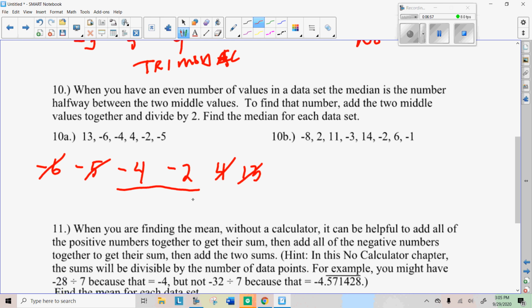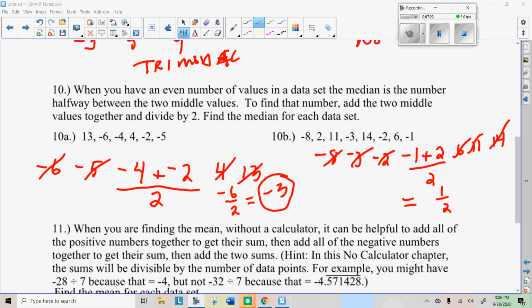So if you end up with 2 in the middle, because you have an even number of data values, then what you're going to do is find the mean of those 2. So add those 2 together, divide them by 2. And -6 divided by 2, a negative divided by a positive is a negative. That median is -3. Why don't you try 10b, see if you get it right. Here's my work. How's that match with yours?